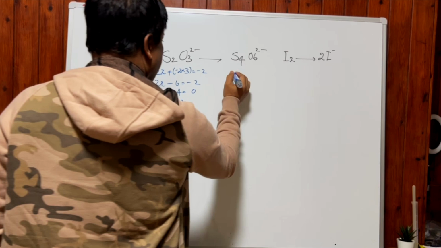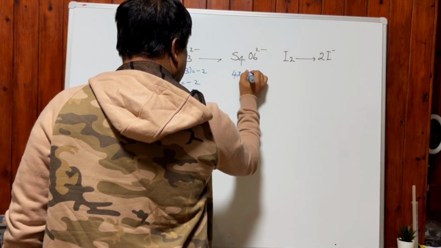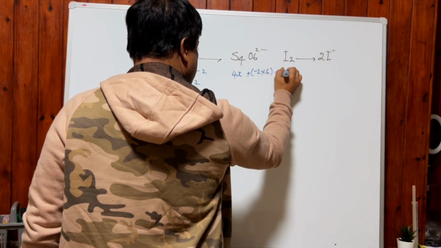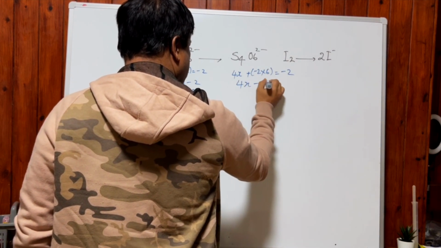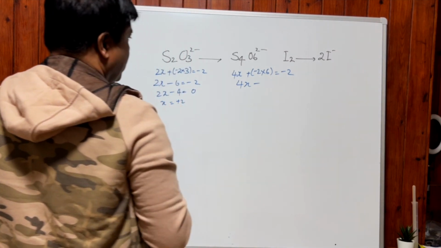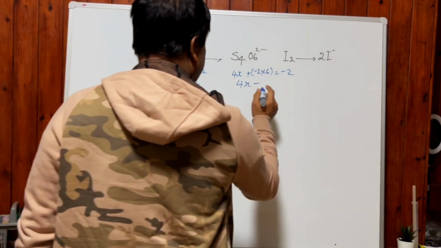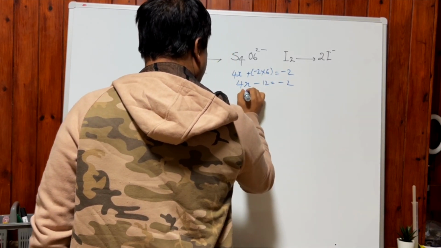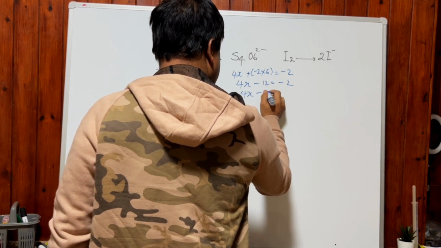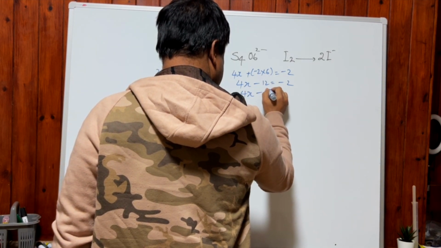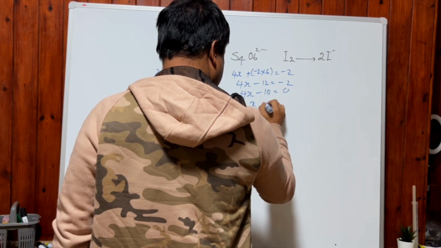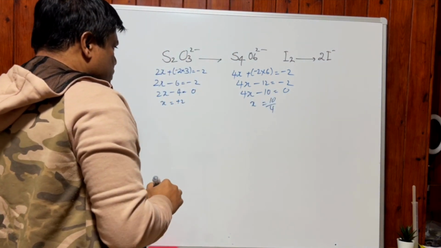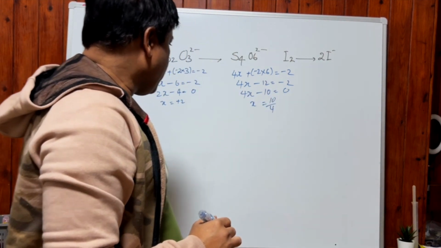Now here, 4x plus minus 2 times 6 equals minus 2. 4x minus 12 equals minus 2. 4x minus 12 minus 10 equals 0. x equals 10 over 4, which is 2 point something.